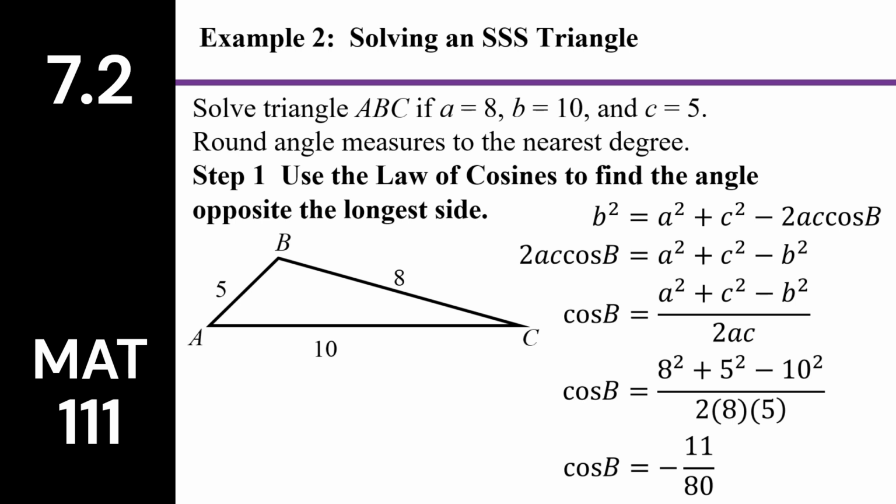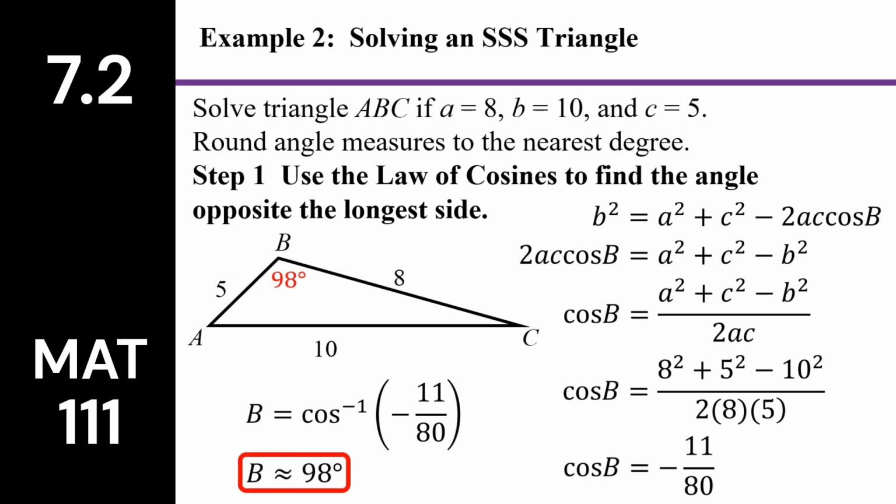And now that we've solved for the trig function of our angle, we can find our angle. We take the inverse cosine of that expression. Be sure your calculator is in degree mode. We can label our triangle, and we're on to step 2.